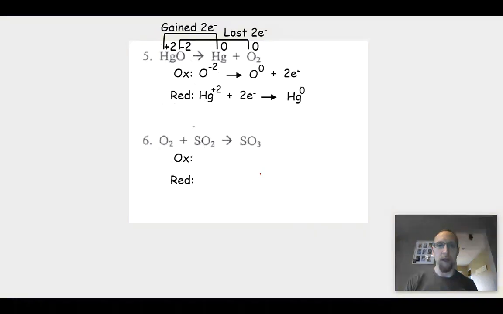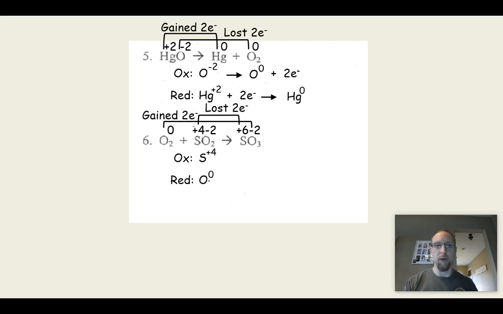And then the last one, assign oxidation states, connect the ones that changed, who lost, who gained, and then who's oxidized, who's reduced. So S plus 4 is oxidized and O 0 is reduced. And then we want to write our half reactions. So S plus 4 is becoming S plus 6 by losing 2 electrons. And then oxygen is gaining 2 electrons to become O minus 2.